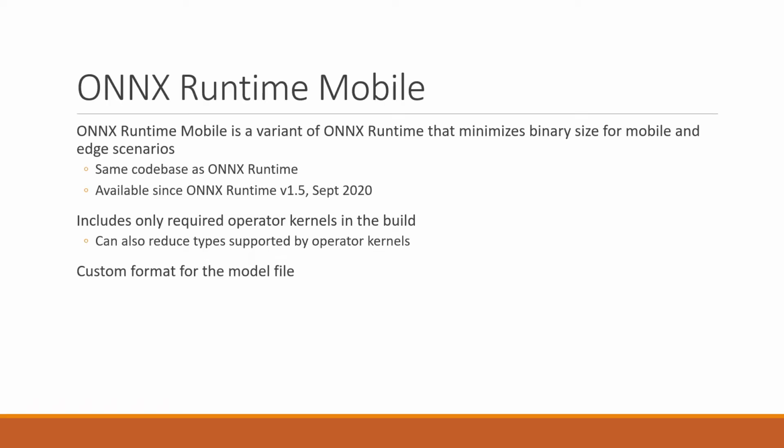ONNX Runtime Mobile is a variant of ONNX Runtime that minimizes the binary size for usage in mobile and edge scenarios. It utilizes the same codebase as ONNX Runtime and has been available since last year. In order to minimize binary size, we include only the required operator kernels in the build to satisfy the models that you wish to deploy. Additionally, you can reduce the types supported by these operator kernels for further reductions in binary size. A custom format is also used for the model file.